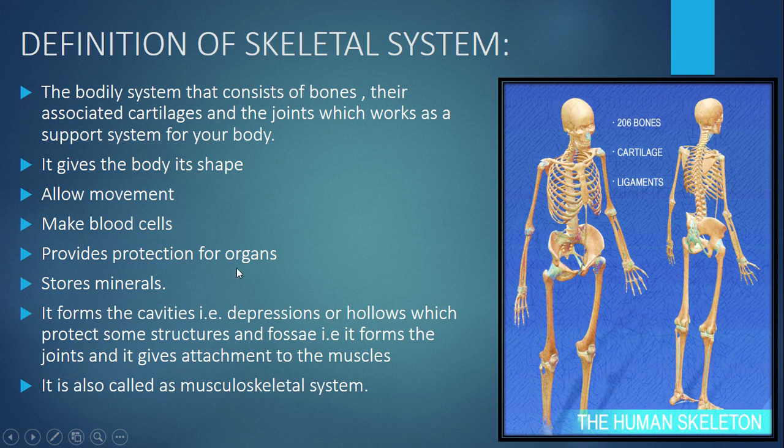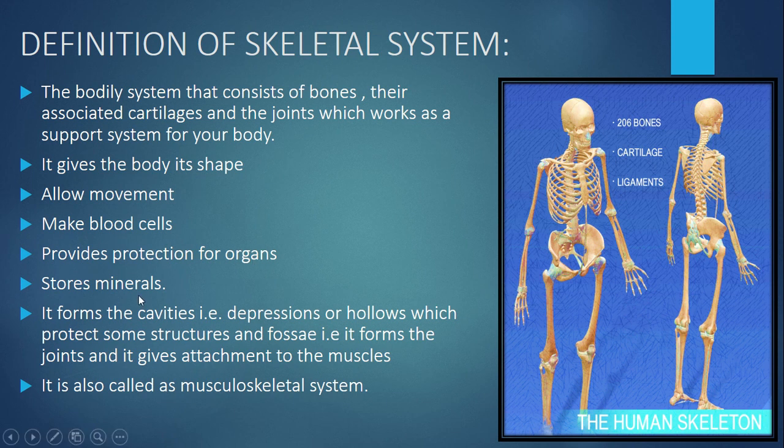It provides protection for organs. Here you can see the rib cage. It's a cage where the internal organs present inside the rib cage, that is the lungs, the heart, etc., are protected. The skull, the cranium, protects the cranial parts, that is the brain and the associated things. The spinal cord is protected by the vertebral column. So the protection of the organs also takes place by the skeletal system.